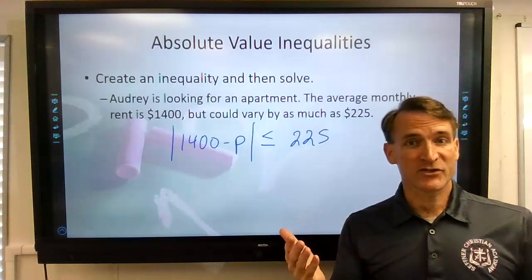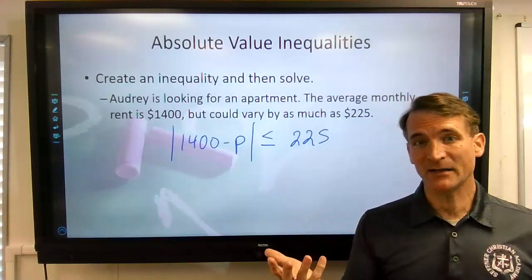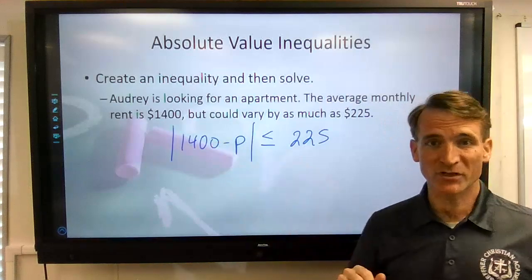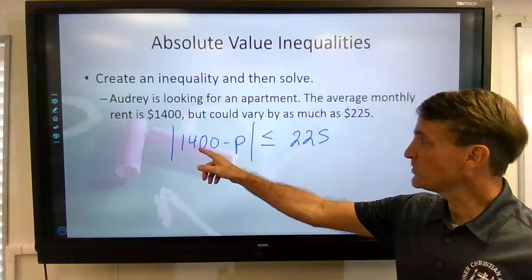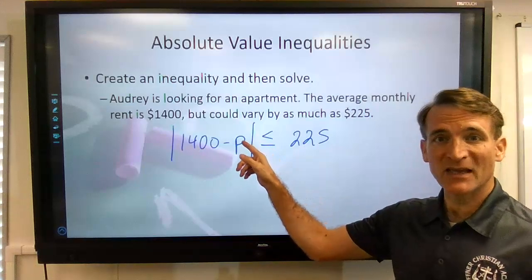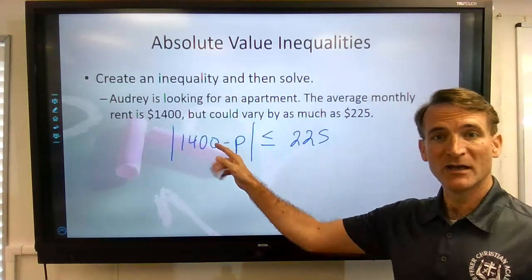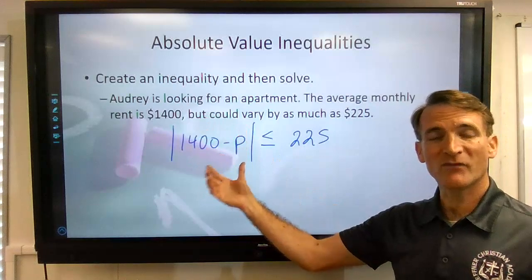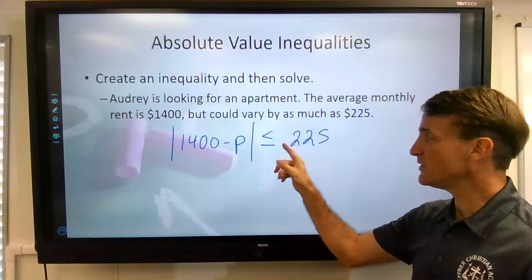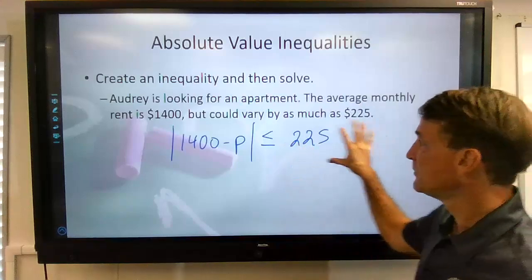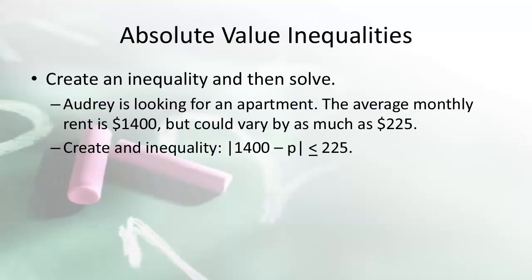$200 is less than the $225. Let's try the other side. Let's say it were $1,600, which is greater than the $1,400, right? So we have $1,400 minus the $1,600. That gives me negative $200. But when I take the absolute value of it, I get $200, which is still less than the $225. So you create your inequality doing that.